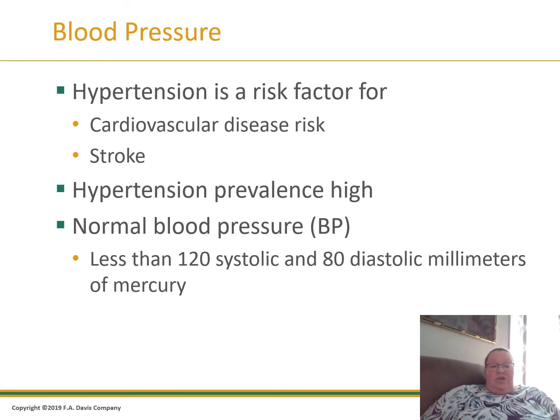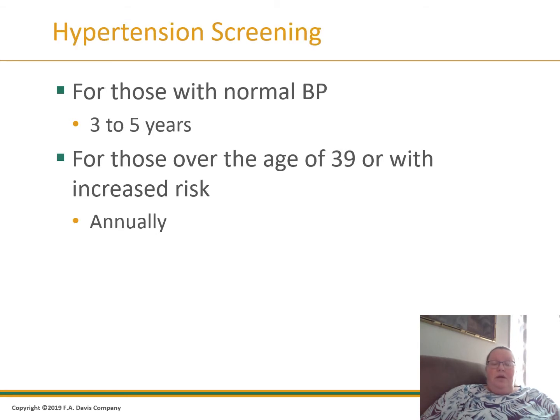All right, so blood pressure. Hypertension is a risk factor for cardiovascular disease risks and stroke. Hypertension prevalence is high. Normal blood pressure is less than 120 systolic and 80 diastolic millimeters of mercury. Hypertension screening for those with normal blood pressure every 3 to 5 years is appropriate. For those over the age of 39 or with increased risk, they need to be checked annually.